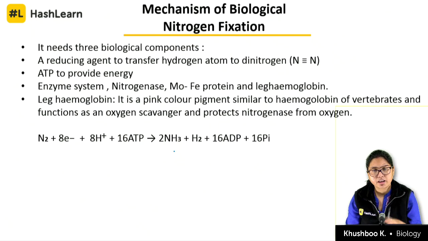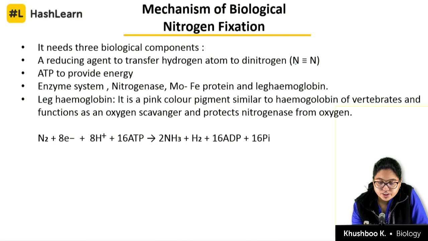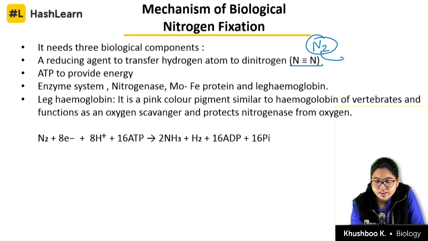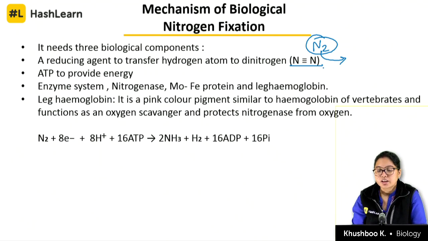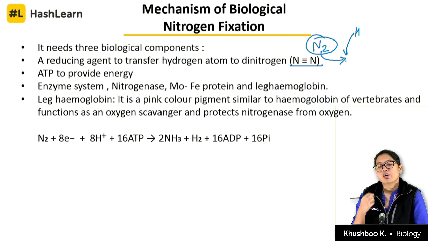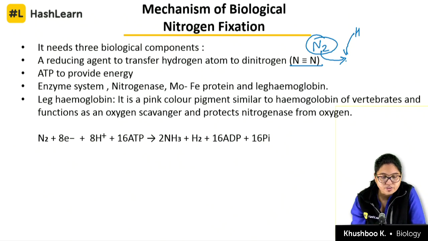So it needs three basic components. First is a reducing agent to transfer hydrogen atom to dinitrogen. Because dinitrogen, N2, is the thing which we need to get converted into ammonia, and if it needs to get converted into ammonia, NH3, you need to add hydrogen into that. So you need an agent which can give its hydrogen.